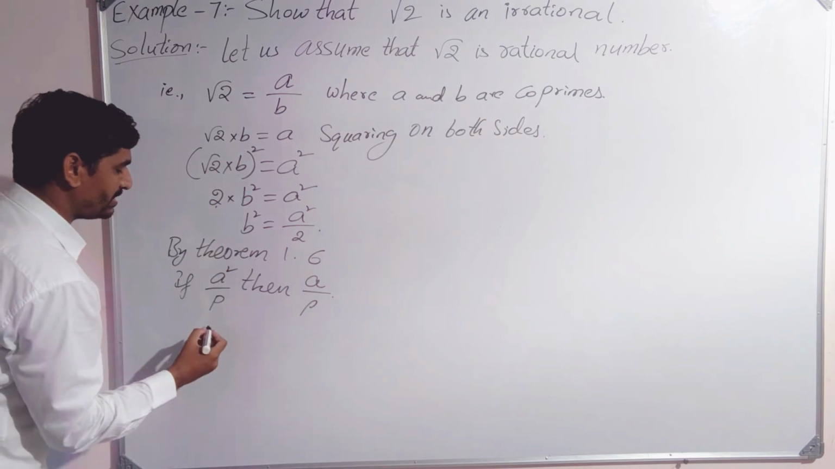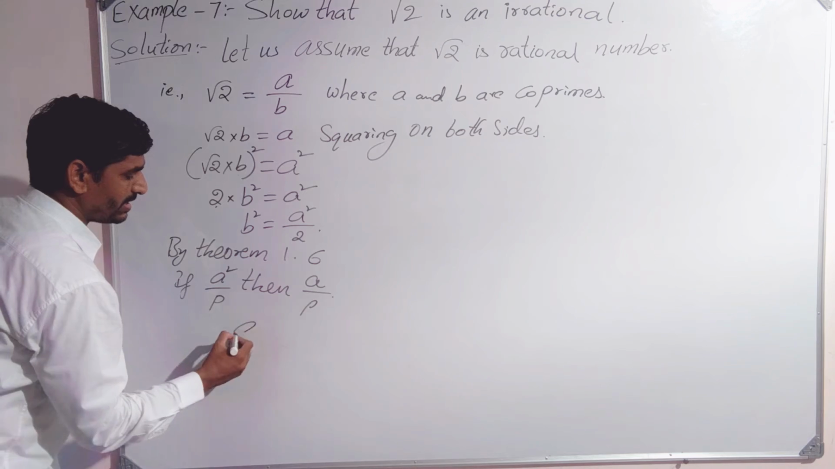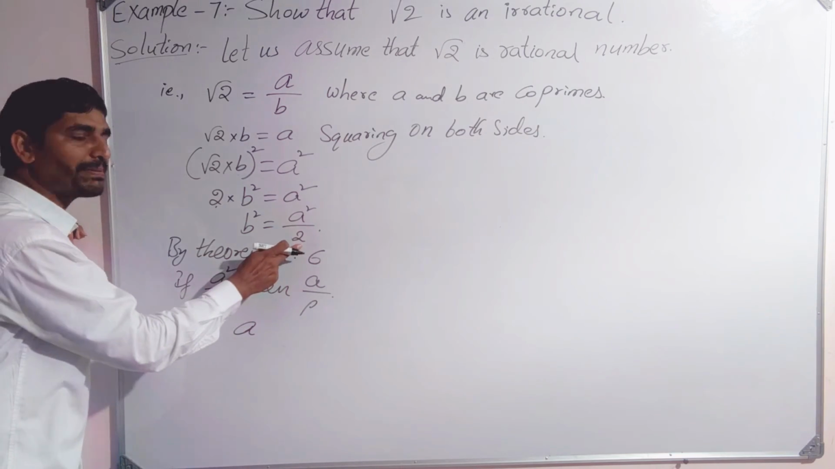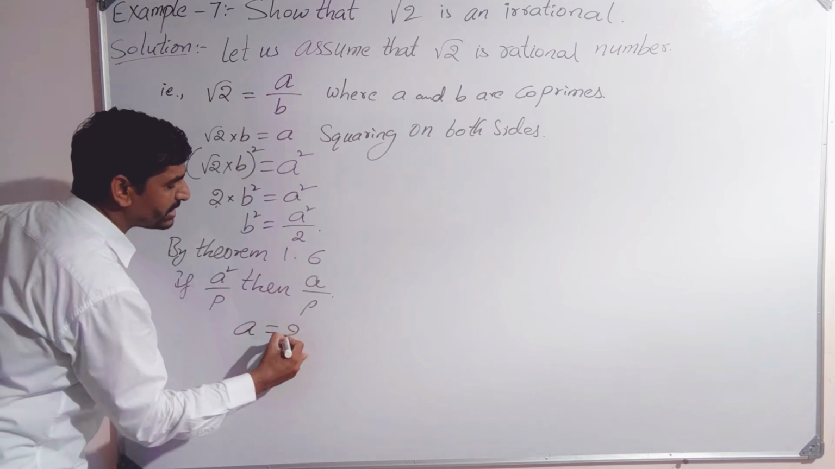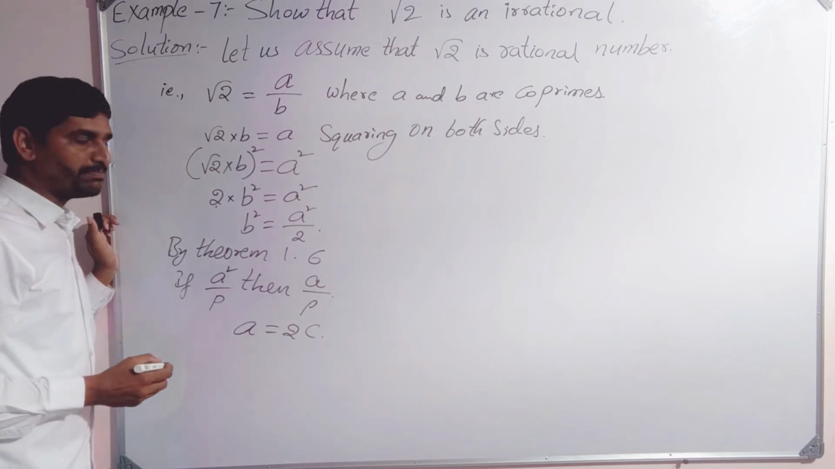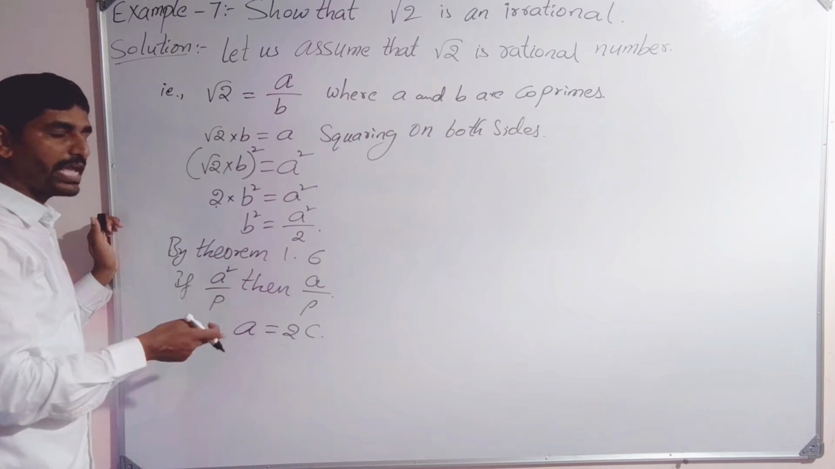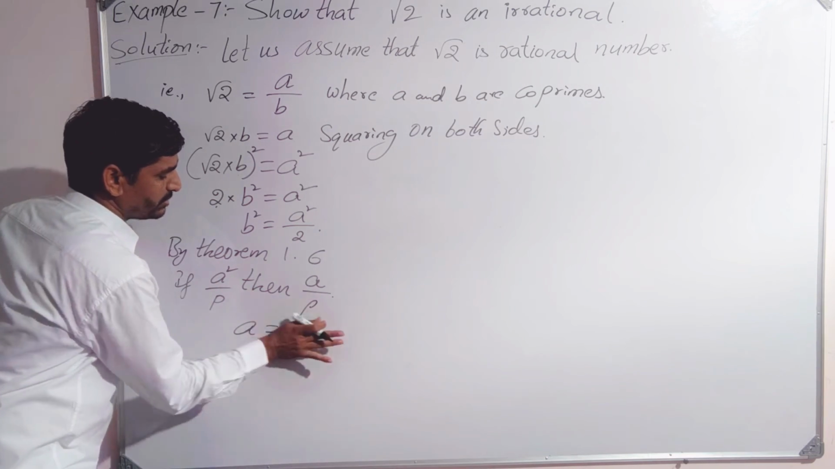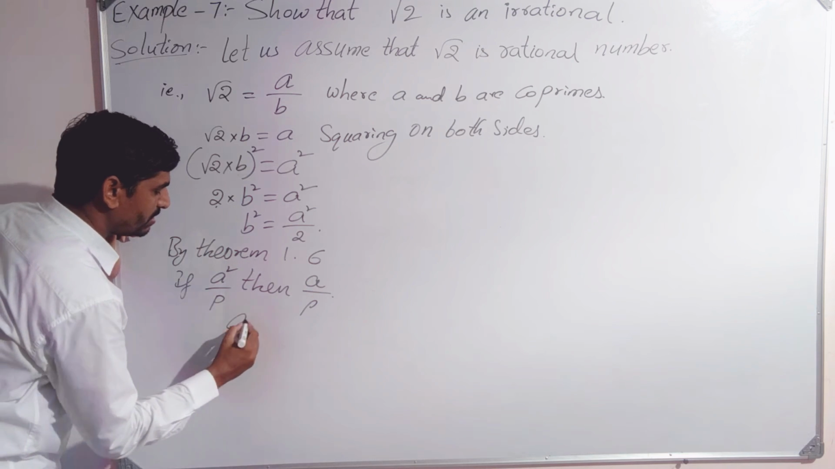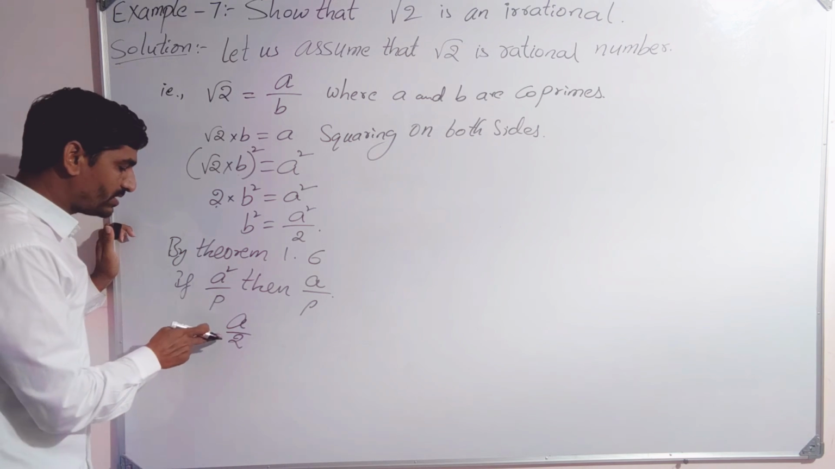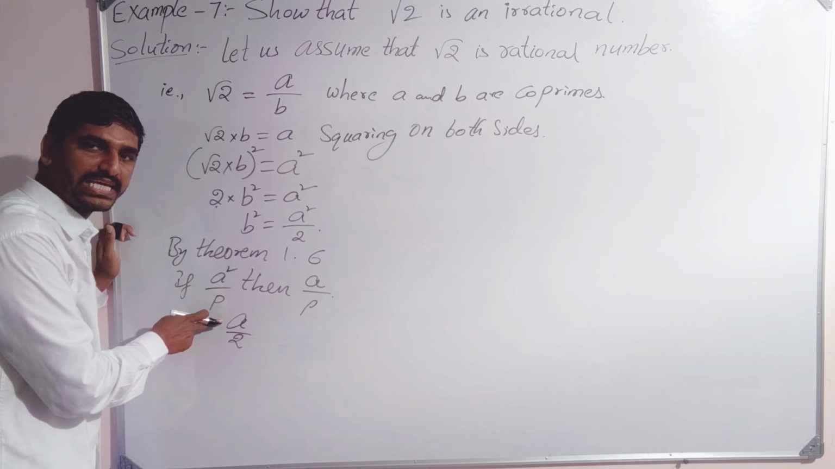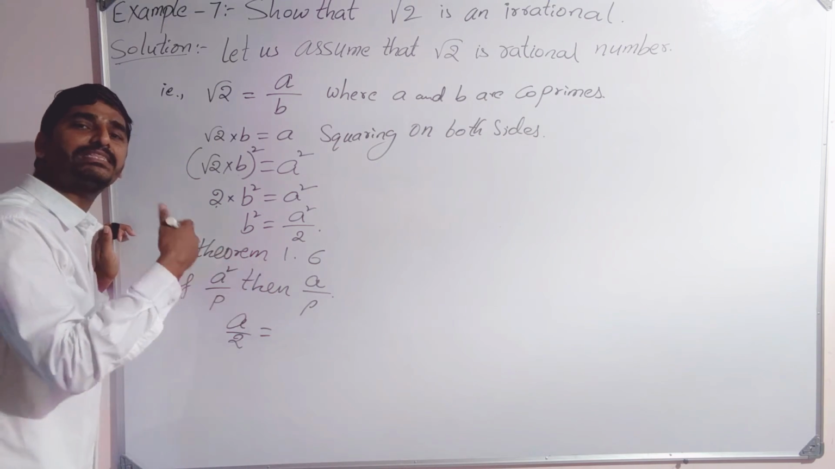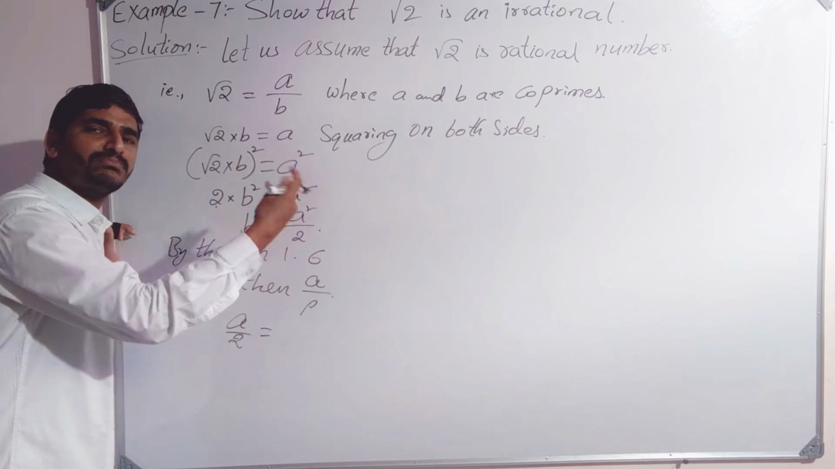By this condition, a square is divisible by 2, and 2 is a prime number. Then it gives a equal to 2 into c. A by 2 gives some c. 2 divides a exactly. A is divided by 2 exactly, which means we will get a quotient part, some value.